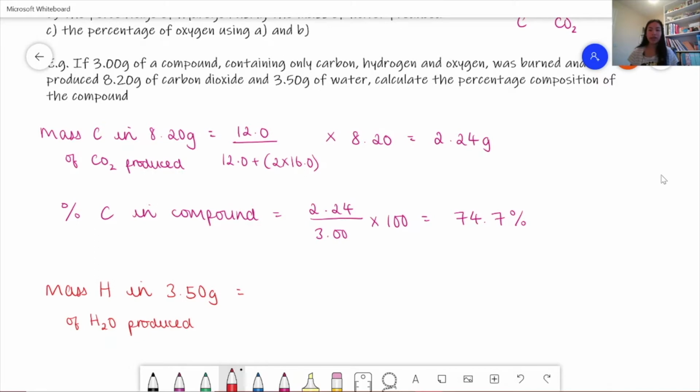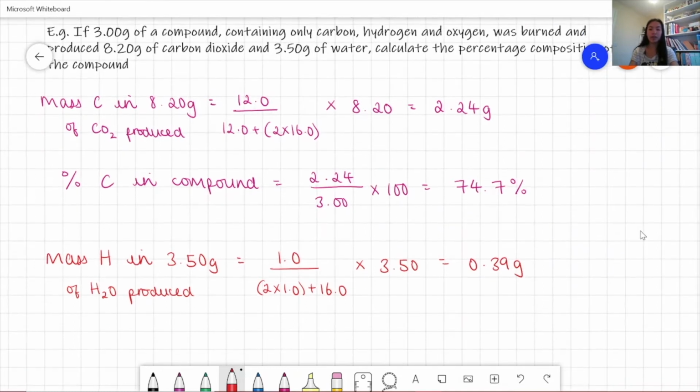So we do the same thing. So we think about hydrogen and then also water. So we put the AR of hydrogen on the top. So we have 1.0. And then the MR of water is 2 times 1.0, and then added with 16 for the oxygen. So this gives us the fraction of how much hydrogen we have in a water molecule. And then, of course, we need to multiply it by the 3.50 grams of water produced. And so this gives us 0.39 grams.